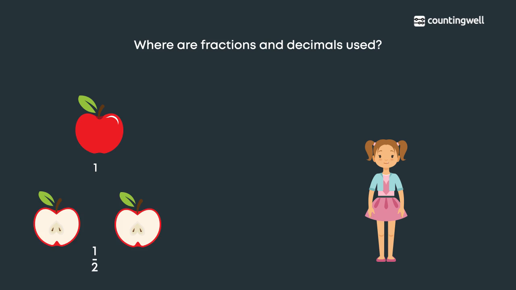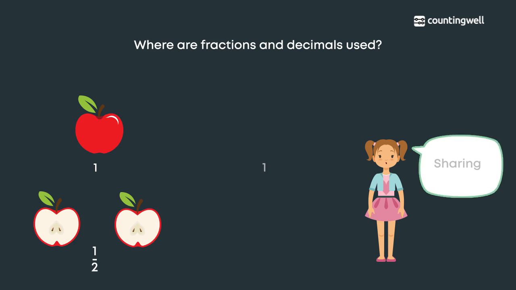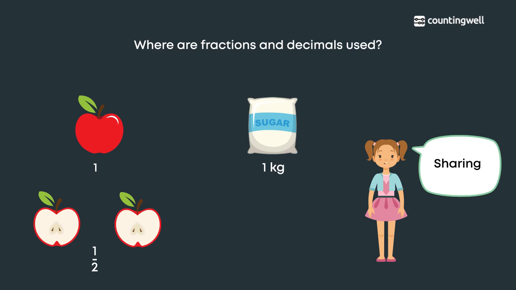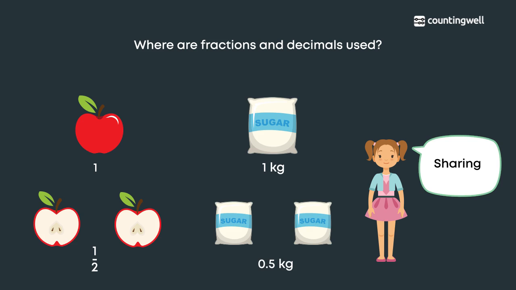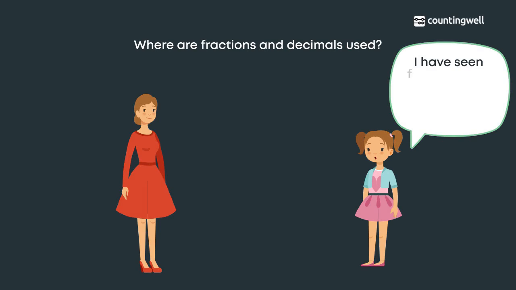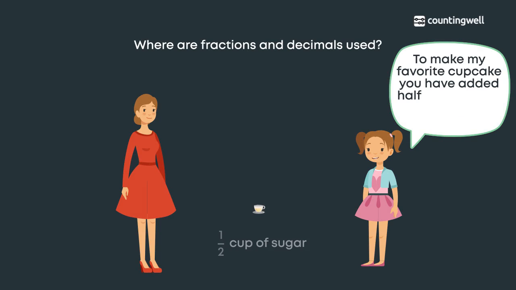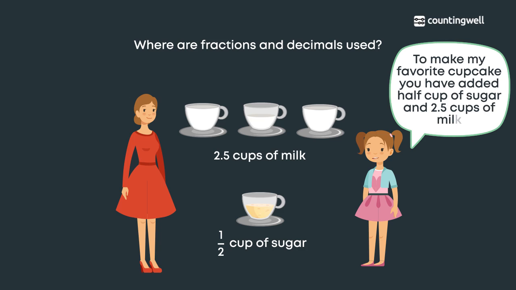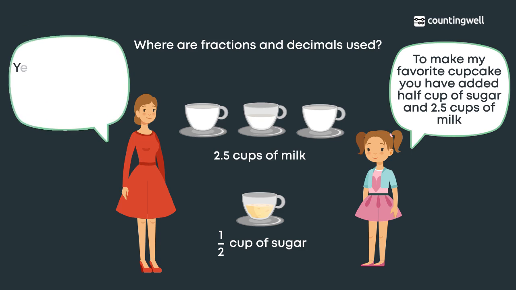And that day, when you and Sarita auntie shared 1 kg of sugar, each one of you got half kg or 0.5 kg of sugar. I have seen fractions and decimal numbers in your recipe book. To make my favorite cupcake, you have added half cup of sugar and 2.5 cups of milk. Yes, dear. Knowing fractions and decimals of the ingredients helps me to know the right measurement to prepare a tasty dish.